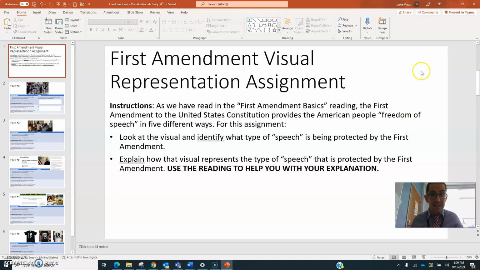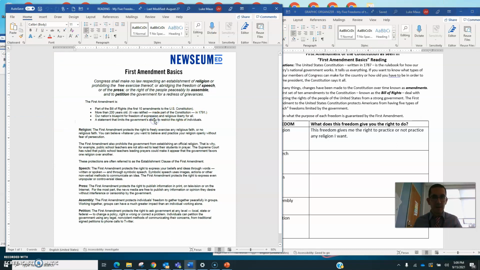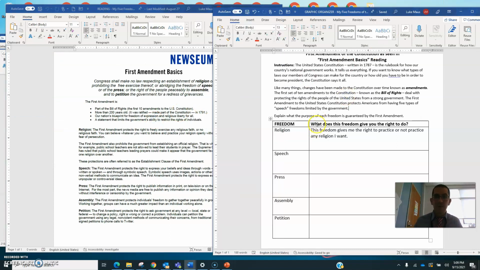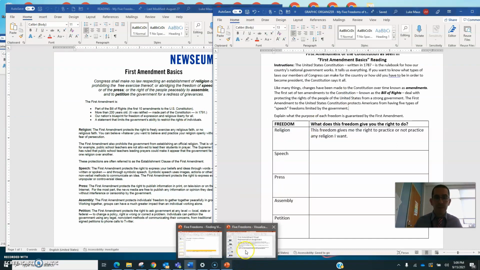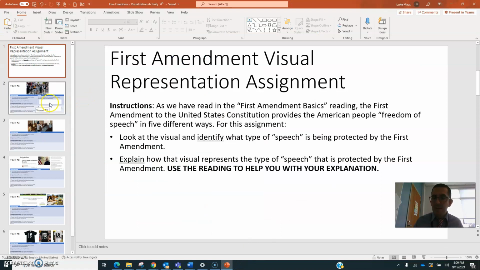Now, as we had said, you want to make sure that you use the reading to help you out with your explanation. So that reading right over here, and you might also refer to the graphic organizer as well. All right, so let's continue to look at our model example.